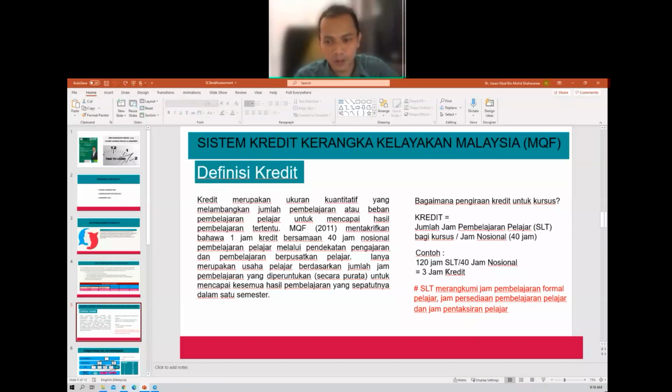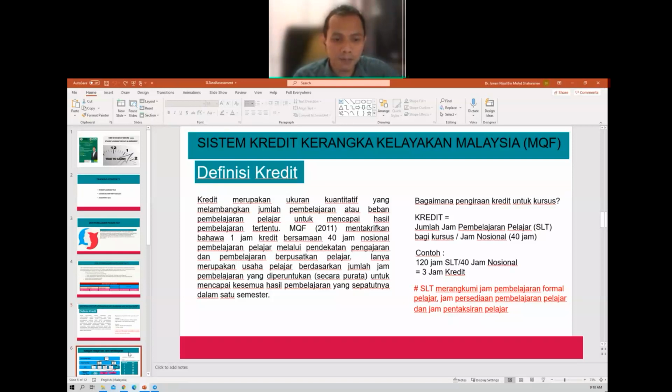That would be the SLT, which includes the student's formal learning hours, learning preparation hours, and assessment hours. So the 120 includes the formal learning time, preparation time and also assessment time. So we can divide it into 3: formal learning time, preparation time and also assessment time for the student. Okay. This is the definition coming from 2019.